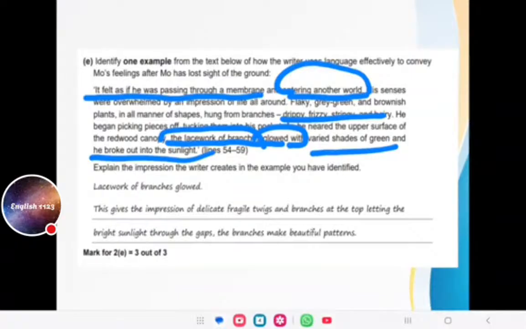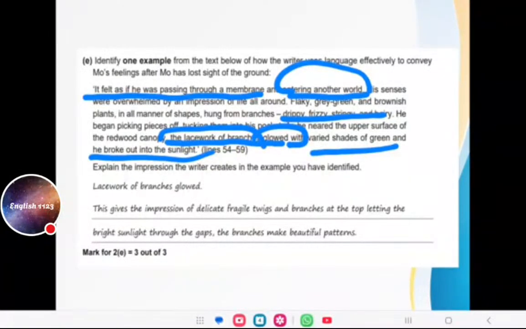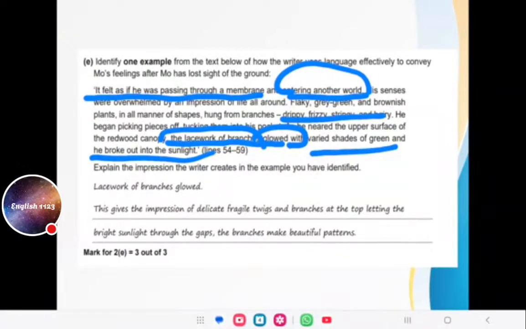You understand how the writer is using different words, what the context of the whole story is, and why the writer is using some specific words related to trees. So you have to choose the example that you think is the easiest one for you to explain. For example, if I have to choose one example, I would have gone for: it felt as if he was passing through a membrane. I would have chosen this and then explained it.